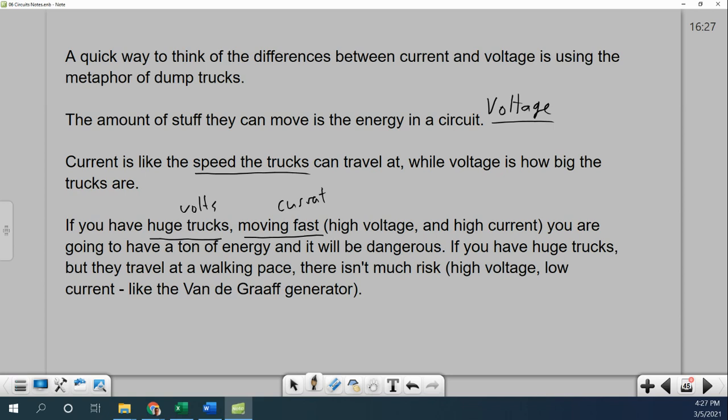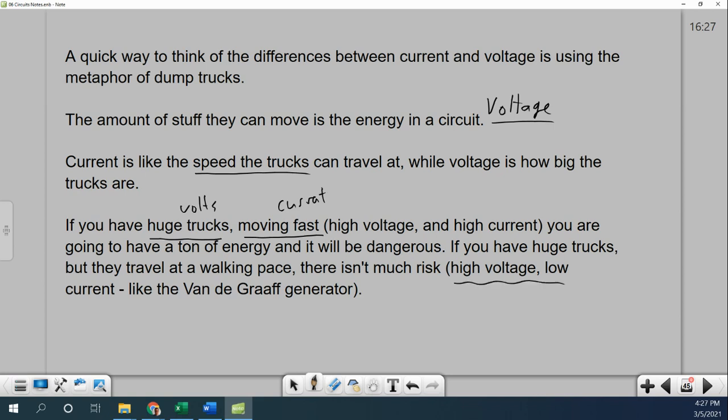If I flip it around, if I got the biggest truck in the world, one of those huge mining things that you can fit a house in the back of, but it travels at 1 centimeter an hour, again, I could have the biggest voltage in the world, but if my current isn't very fast, I'm not getting any work done. Same with my electrical circuit. So huge trucks at a walking pace, not much risk.